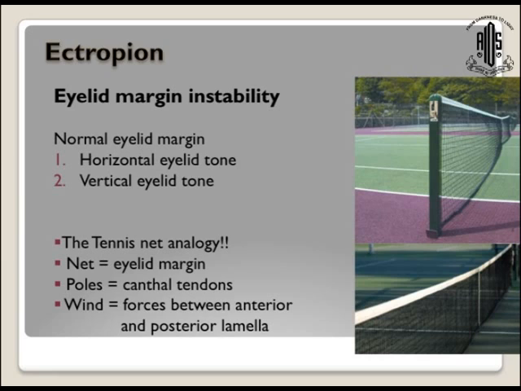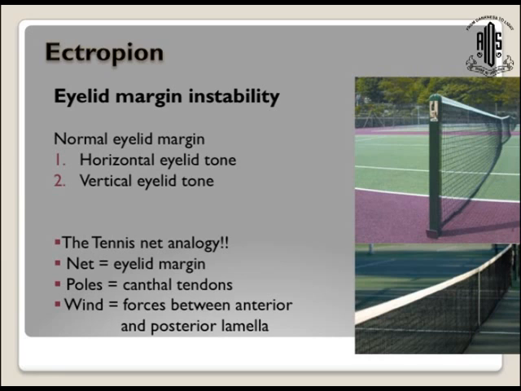Now, if you were to compare your eyelid to a tennis net, then this is your eyelid tissue proper, and the two poles would be your medial and the lateral canthal tendon. As long as the poles are firmly grounded, the net is straight. It doesn't tend to flop in either direction. If these poles were to become weak, then the net could flop in one direction or the other, and in which direction it flops depends on the direction of the wind.